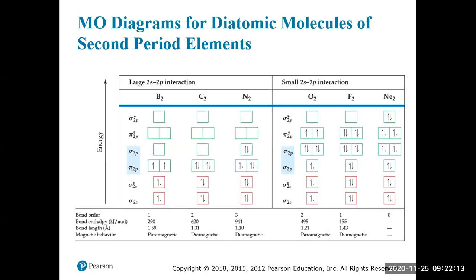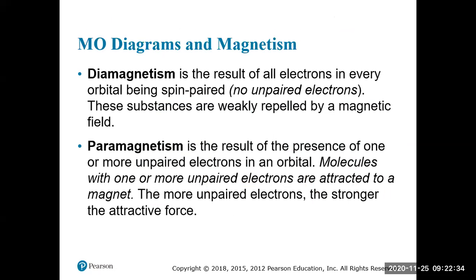If we go back to here, F2 would be one of those, Ne2 would be one, N2 would be one, C2 would be one. We don't have any unpaired electrons in any of those molecular orbitals. The O2 and the B2, those we see some unpaired electrons, so we would call those paramagnetic. Paramagnetism is what we call it when there's one or more unpaired electrons in an orbital.